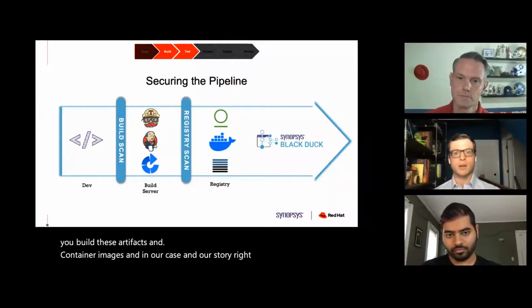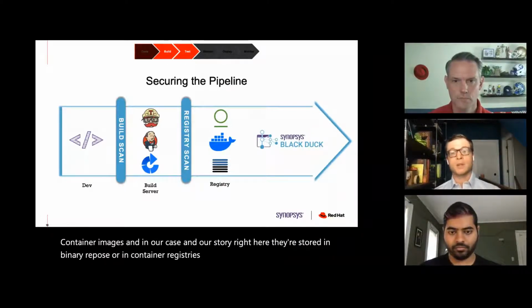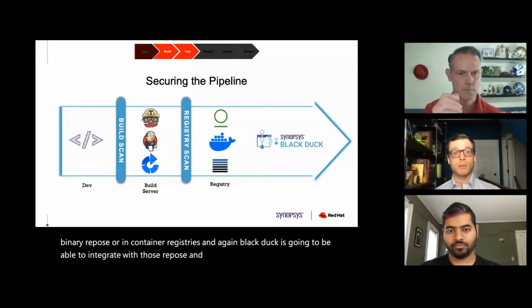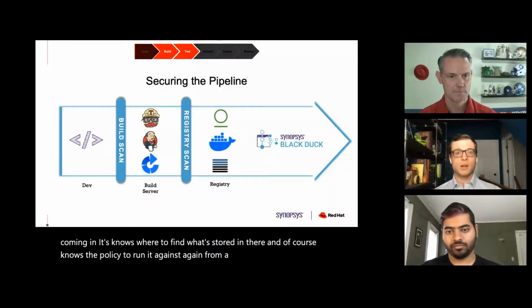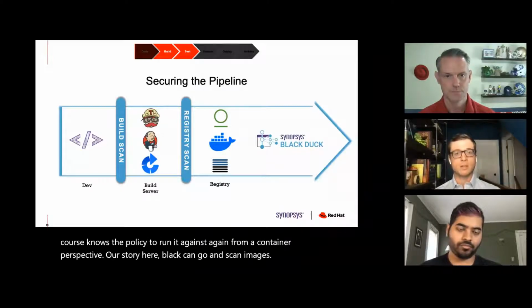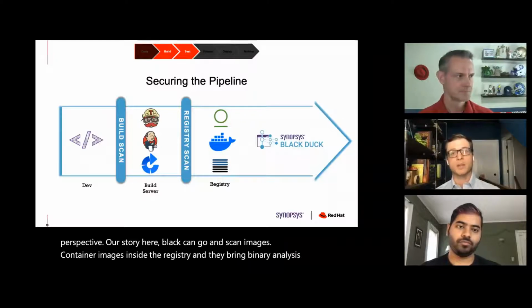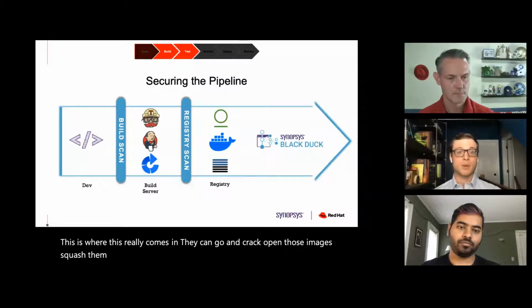After you build these artifacts and container images, in our story right here, they're stored in binary repos or in container registries. And again, Black Duck is going to be able to integrate with those repos and those registries. It knows what's coming in, it knows where to find what's stored in there, and of course knows the policy to run it against. Again, from a container perspective, Black Duck can scan container images inside the registry. And to bring binary analysis back up, this is where it really comes in. It can crack open those images, squash or flatten them, and identify the open source in the layers.